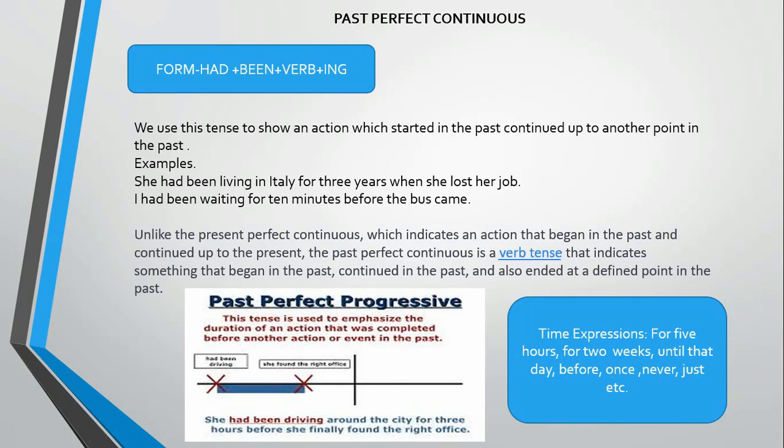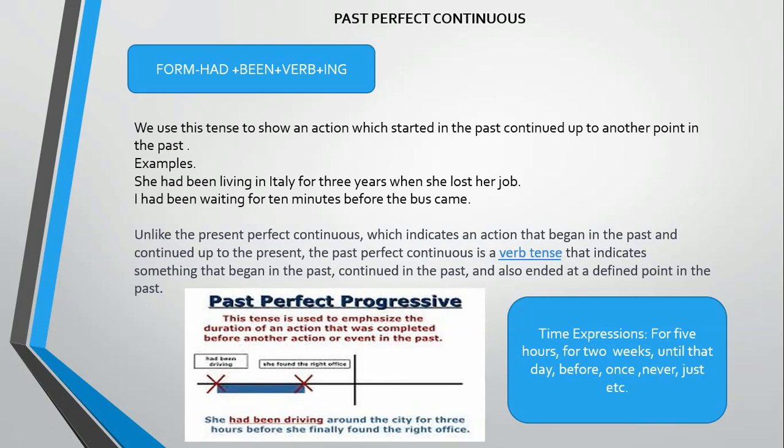I had been waiting for 10 minutes before the bus came. So I had been waiting, okay, for 10 minutes duration of time before the bus came. So before another action took place and is completed in the past, the action of waiting is also completed. It started in the past, it continued and is completed before another action took place in the past. Okay, so that is indicated by simple past over there. How can we recognize that? We can recognize that by the verb that is used over there, that is came.